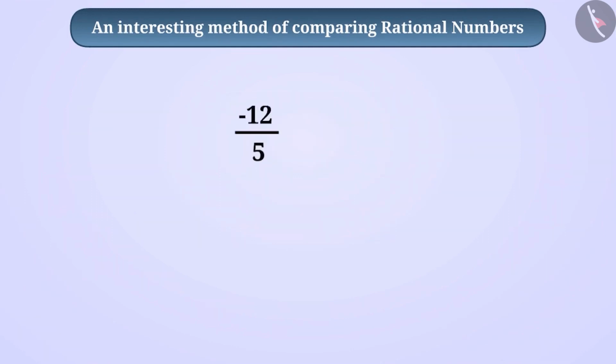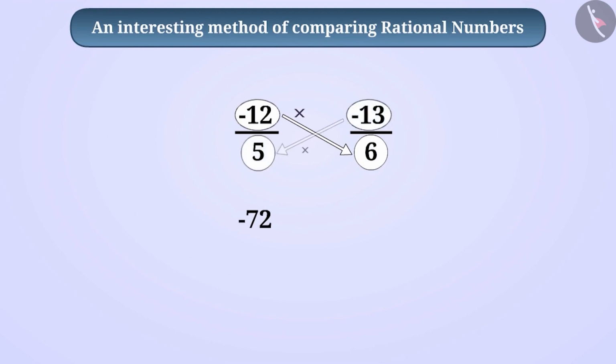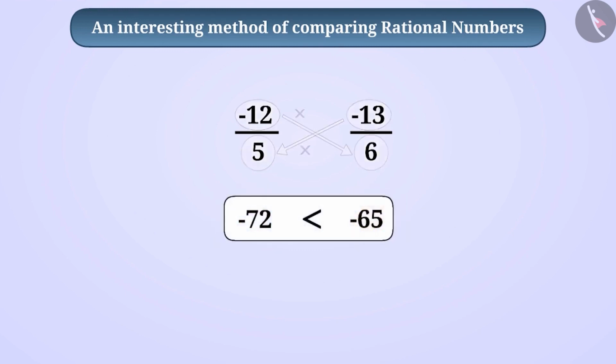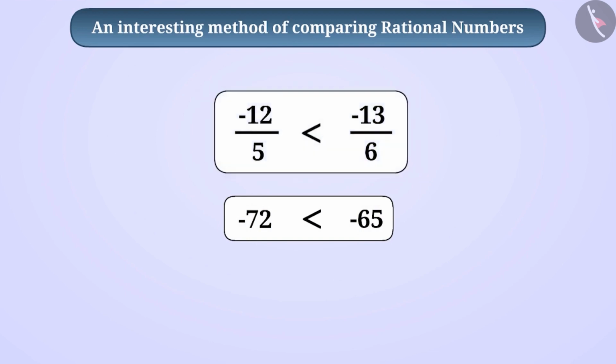Let's compare minus 12 by 5 and minus 13 by 6. Now here, by multiplying the numerator minus 12 of the first number with the denominator 6 of the second number, we get a result minus 72, and by multiplying the numerator minus 13 of the second number with the denominator 5 of the first number, we get a result minus 65. Since minus 72 is lesser than minus 65, we say that minus 12 by 5 is lesser than minus 13 by 6.